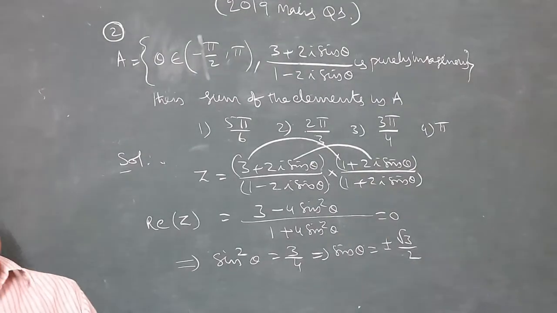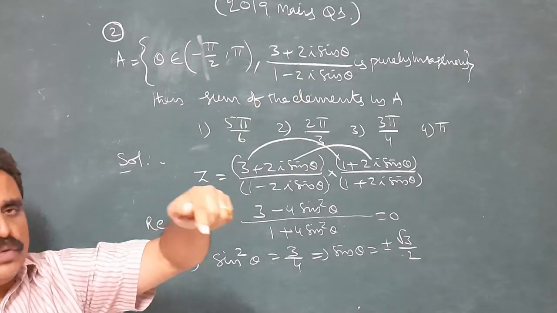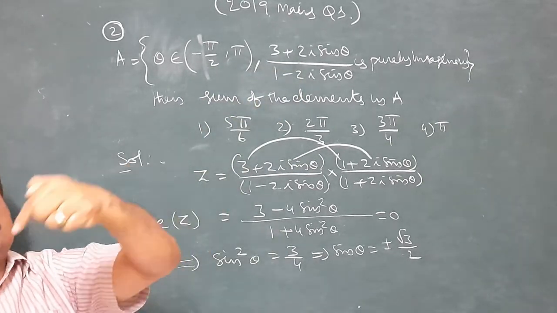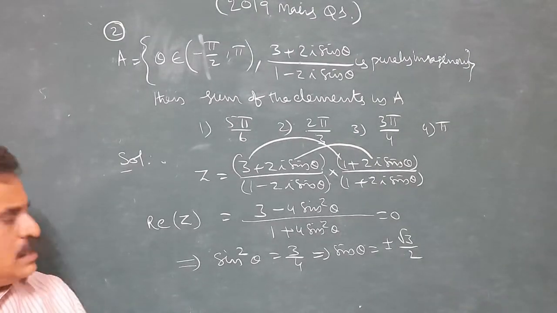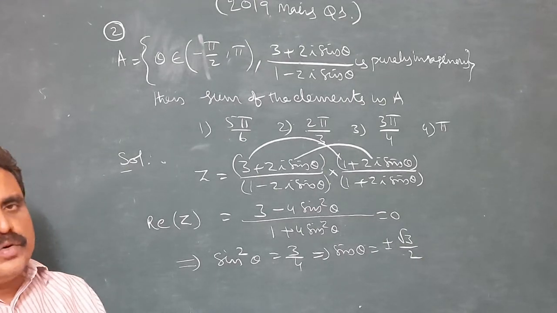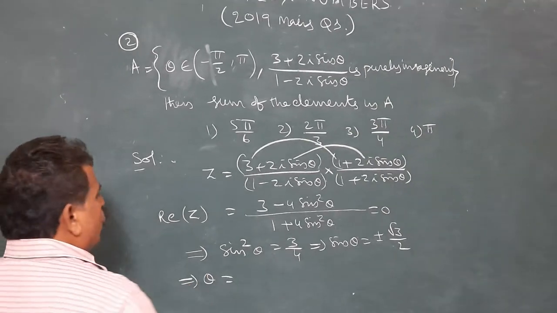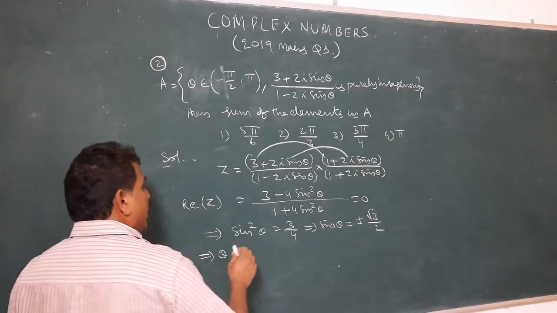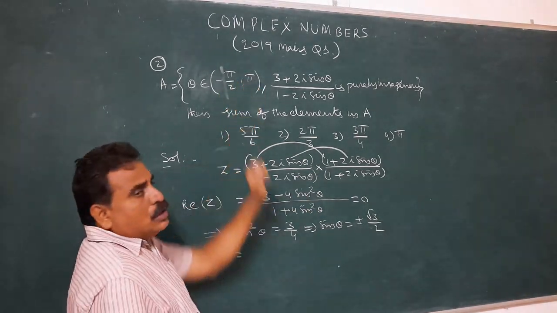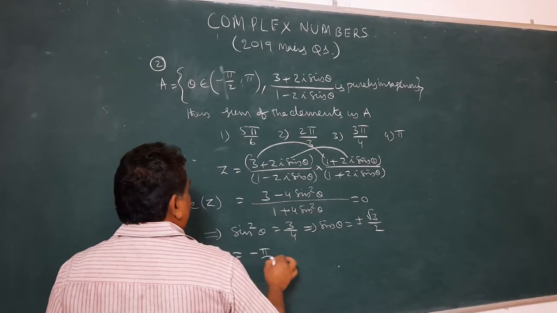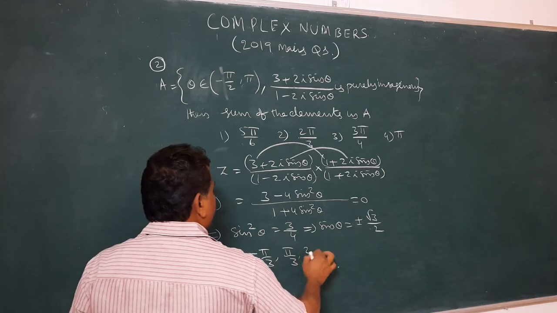If you take root 3 by 2, actually minus pi by 2 to pi, that means fourth quadrant, first quadrant, second quadrant. In the fourth quadrant, one solution. Second quadrant, first quadrant. Now here, in the first quadrant, root 3 by 2, the corresponding angle is pi by 3. In the fourth quadrant, that means minus pi by 2 to 0, that is minus pi by 3. First quadrant, pi by 3. Second quadrant, 2 pi by 3.